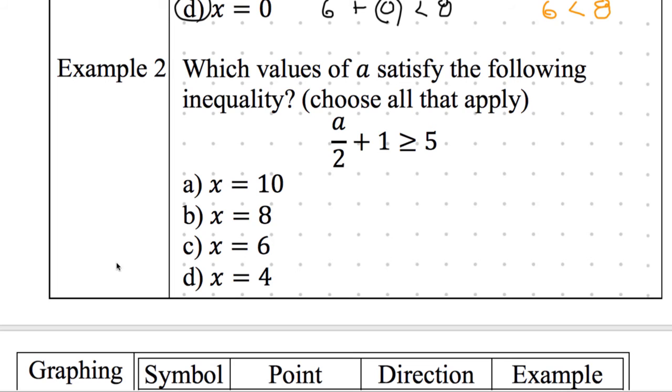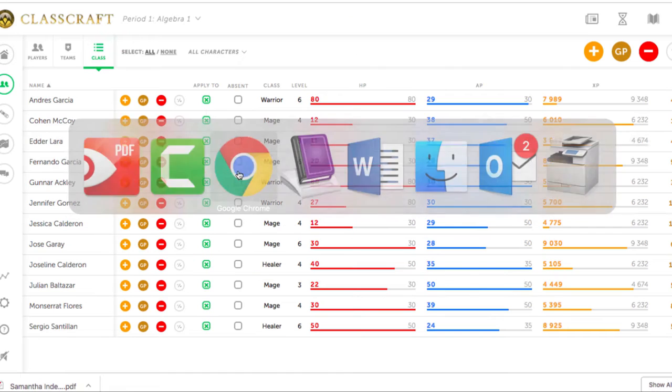All right, we're back. Help me out with this problem. Cohen, go for it. 8. What about 8? It's divided by 2. Are you saying if I do 8 divided by 2 plus 1, then I get 4 plus 1, so I get 5 is greater than or equal to 5? It's correct. It's an answer. Yes, I agree. Thank you, Cohen. Let's come back here.